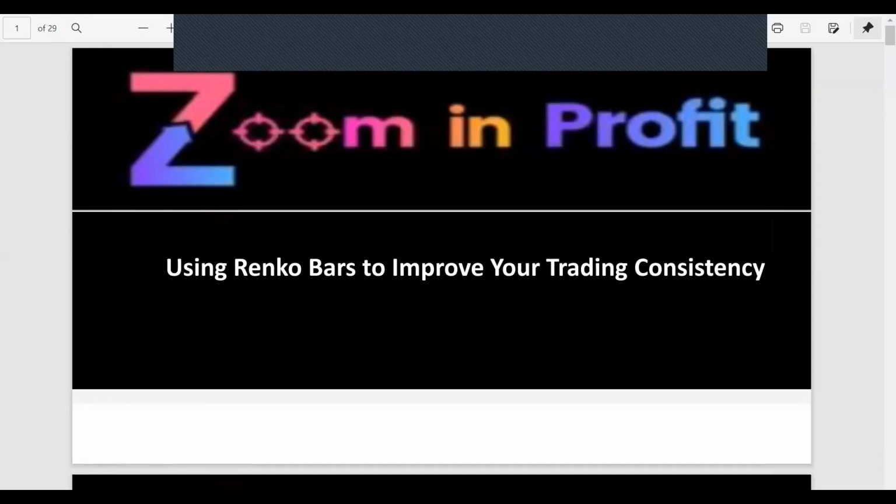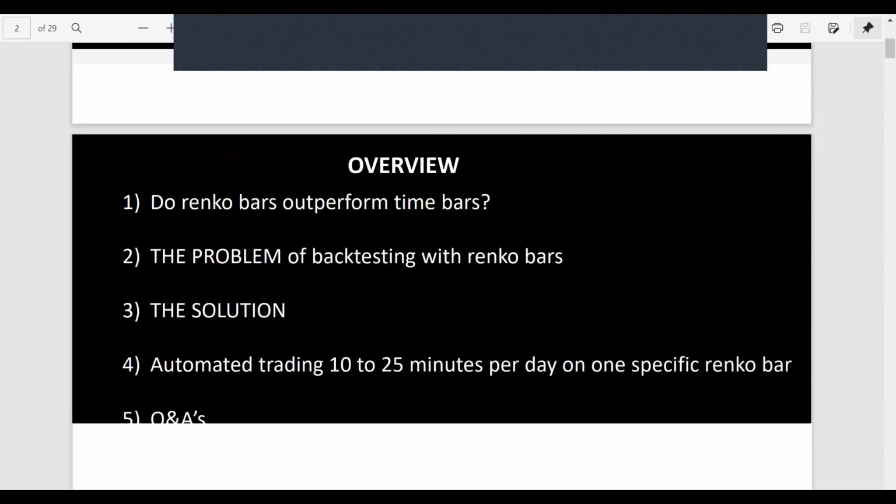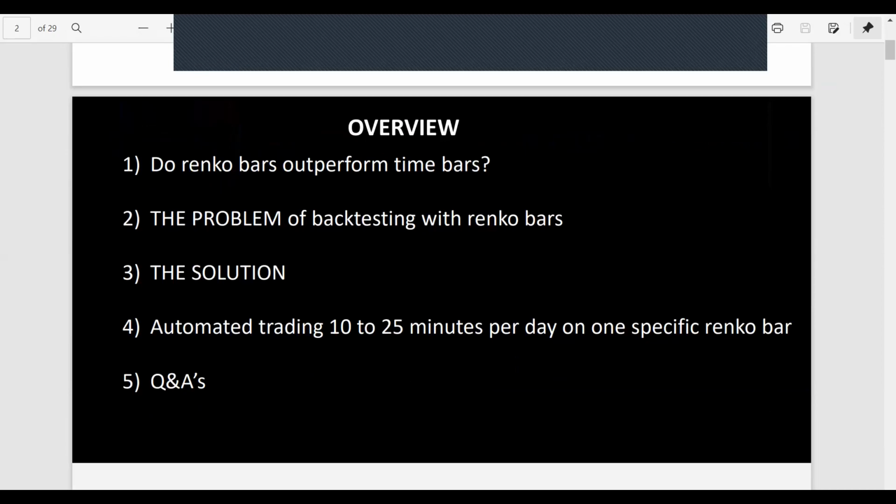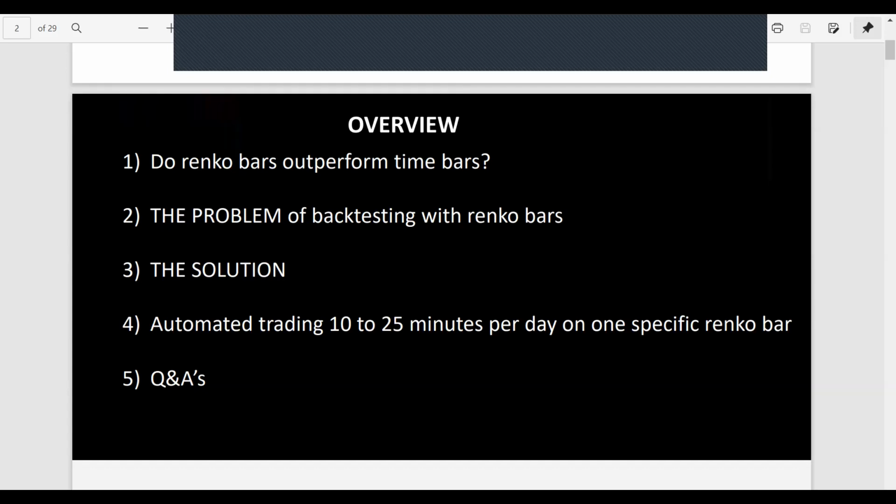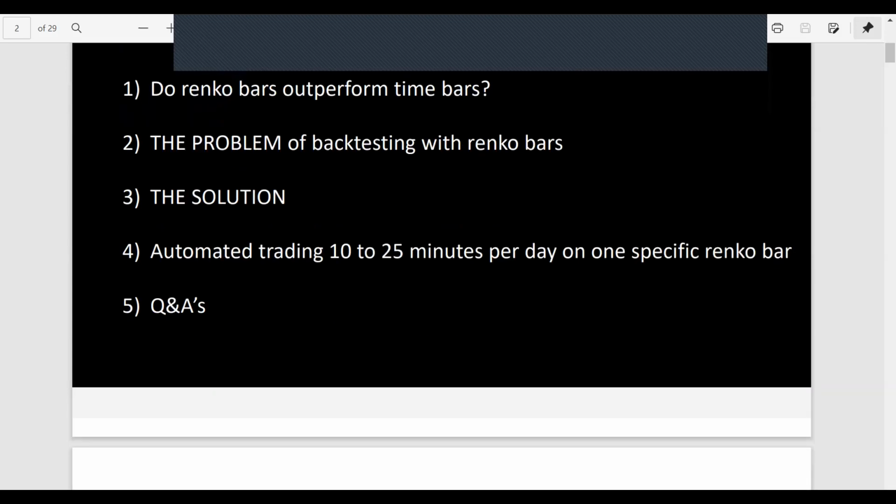So with today's topic, we'll see the following. First, do Renko Bars outperform time bars? And what is the problem about backtesting with Renko Bars? And we'll also provide a workaround solution. And finally, I will present automated trading where my strategies use Renko Bars, trading only 10 to 25 minutes per day in the morning session with one specific Renko Bar.